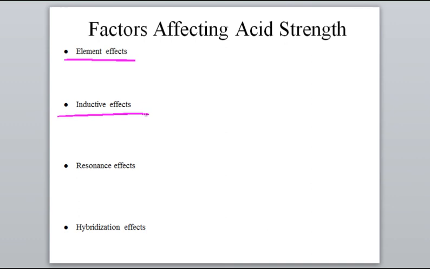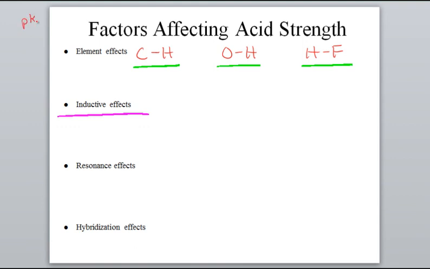And here are three different bonds, and you should be able to predict the strength of the bond by looking at the atom that's bonded to it. So here are three bonds: a CH bond, an OH bond, and an HF bond. All of them contain the hydrogen atom. You should be able to predict which one would have the highest pKa value and which one would have the lowest pKa value. I'm going to give you three pKa values. One of them is 16, another one is 50, and the other one is 3.2.